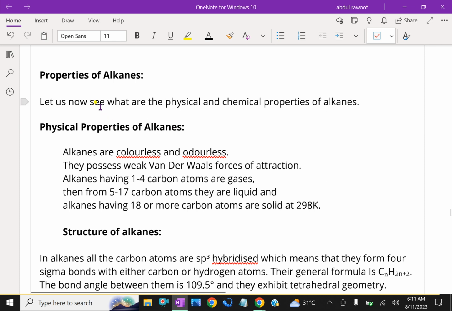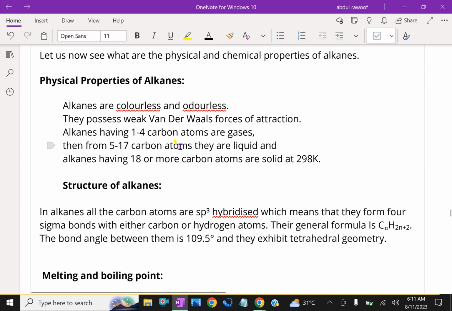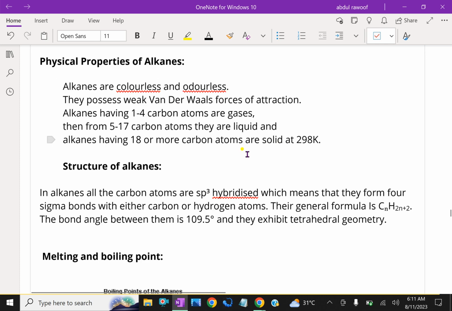Now we'll discuss the properties of alkanes. Physical properties of alkanes: alkanes are colorless and odorless. They possess weak van der Waals forces of attraction. Alkanes with 1 to 4 carbon atoms are gases, that is methane, ethane, propane and butane. Then 5 to 17 carbon atoms are liquid. And alkanes with 18 or more carbon atoms are solid at 298 Kelvin.